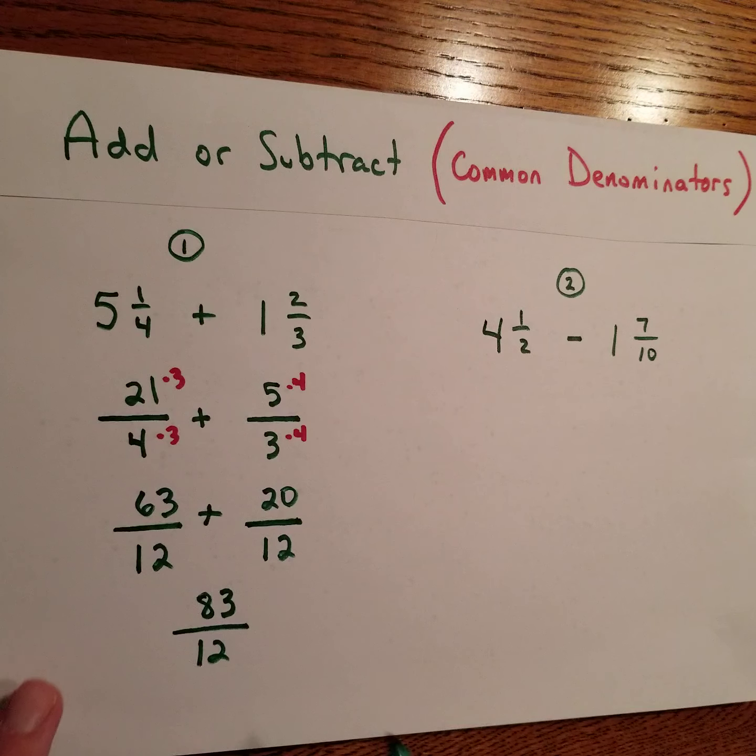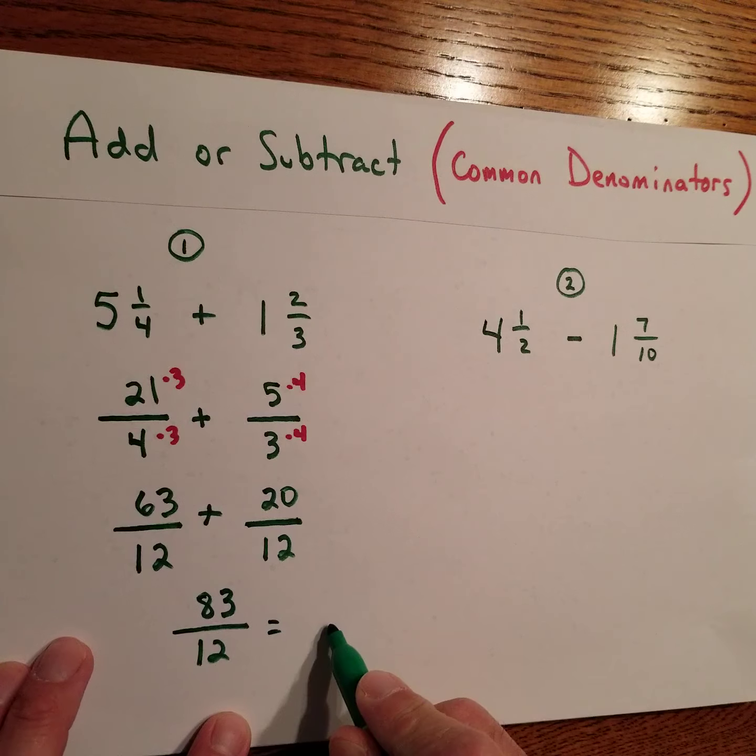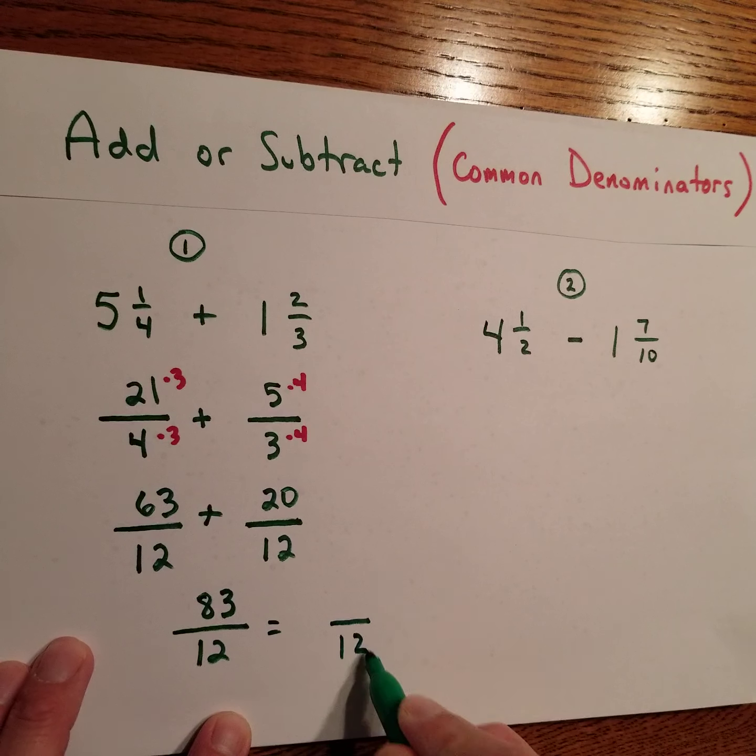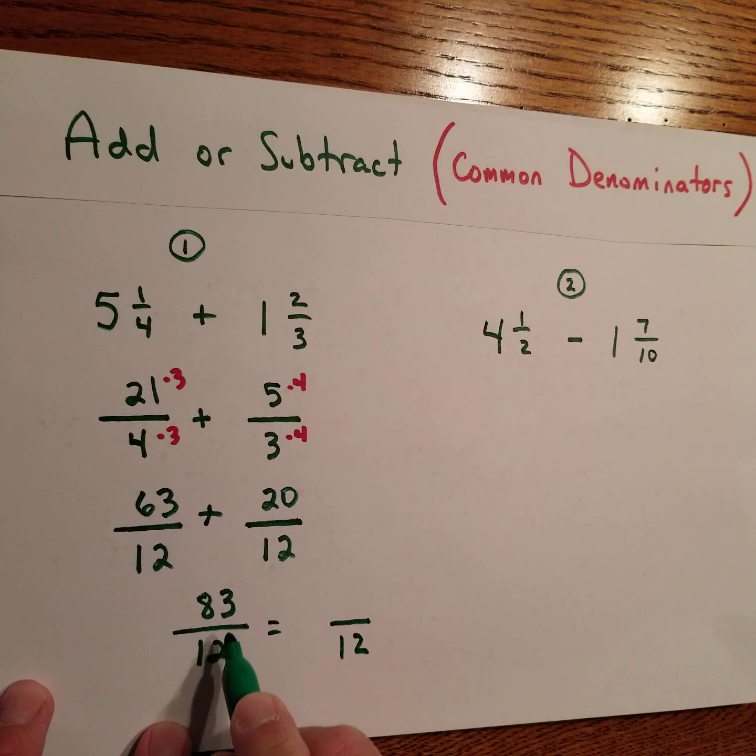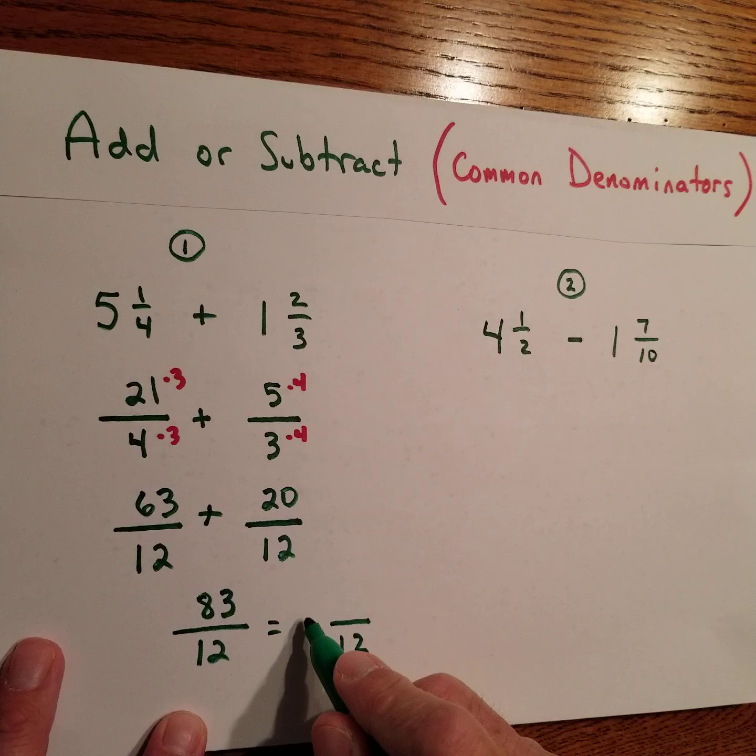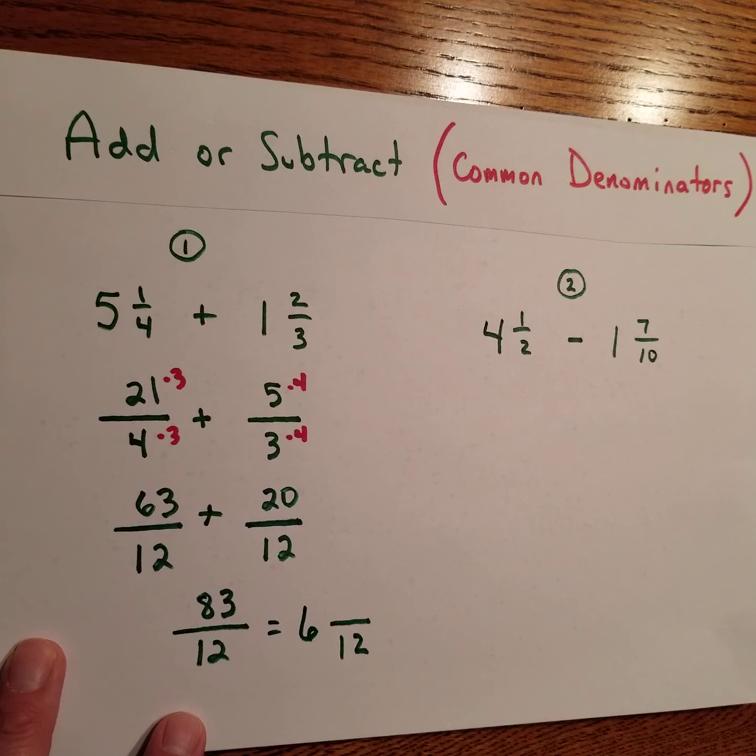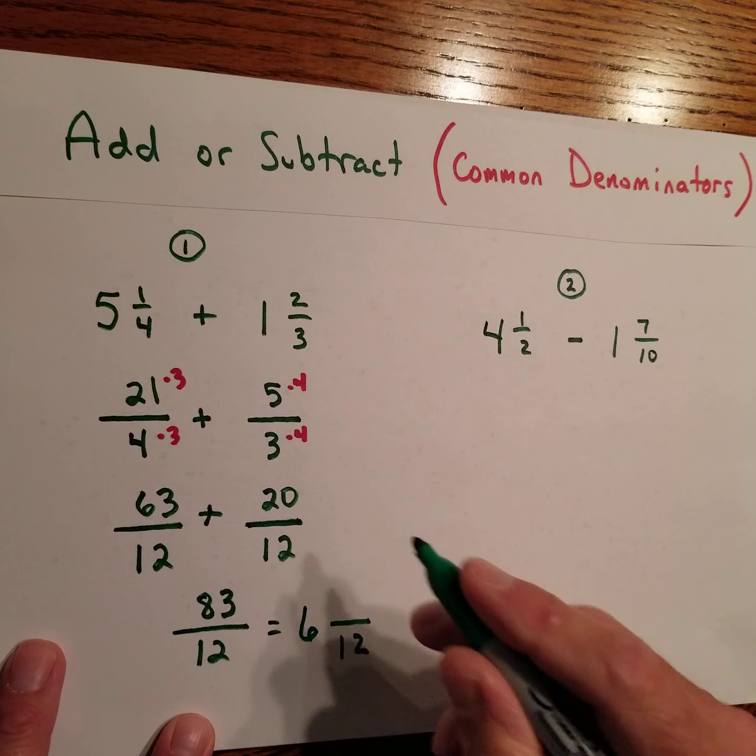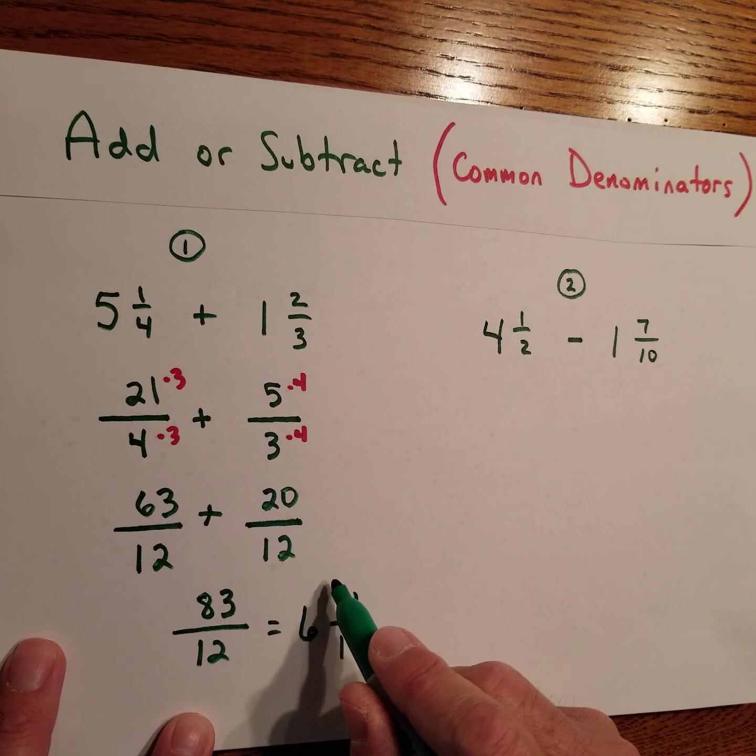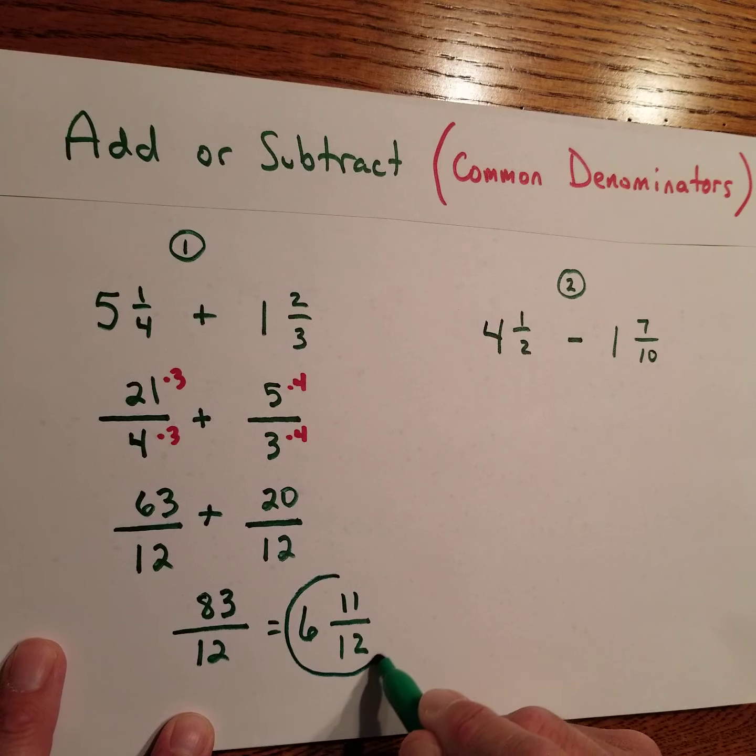Now change it back into a mixed number. Keep the common denominator. How many times does 12 go into 83? It goes in 6 times. 6 times 12 is 72, and 72 from 83, that's 11. Got it.